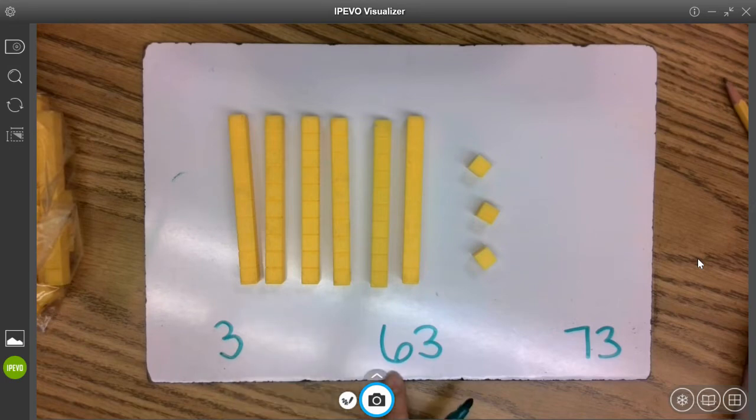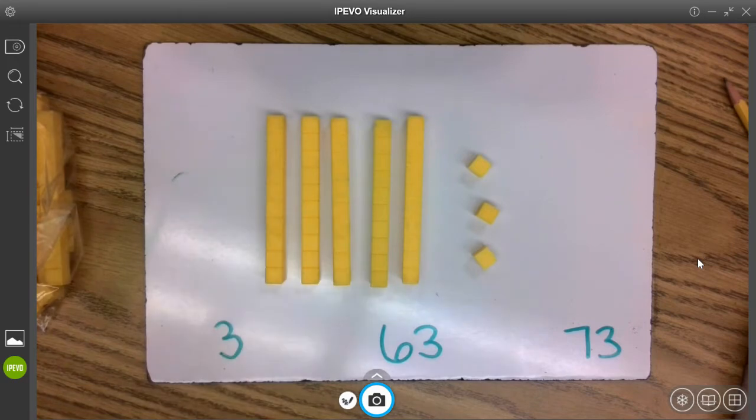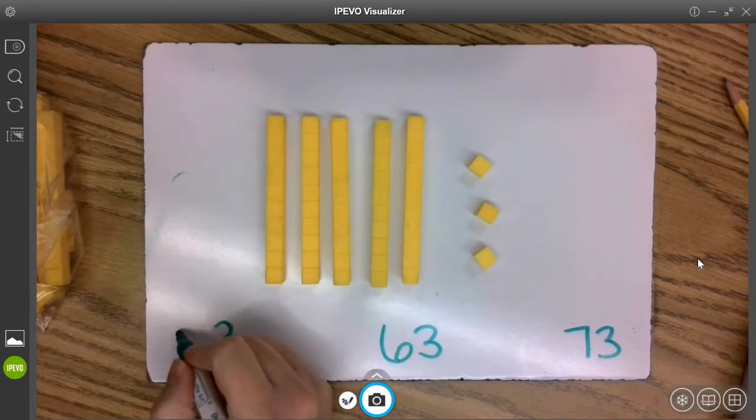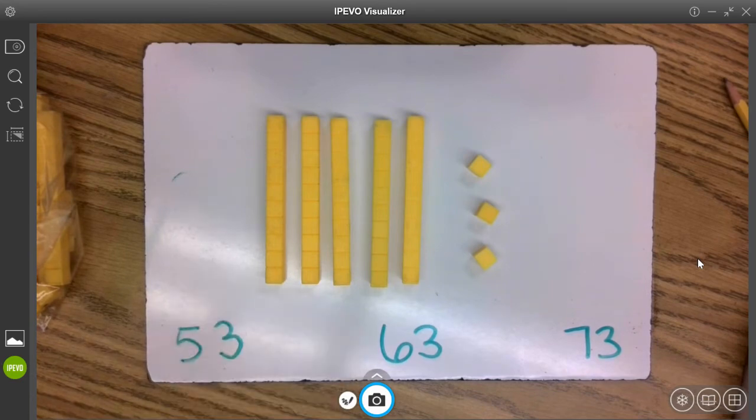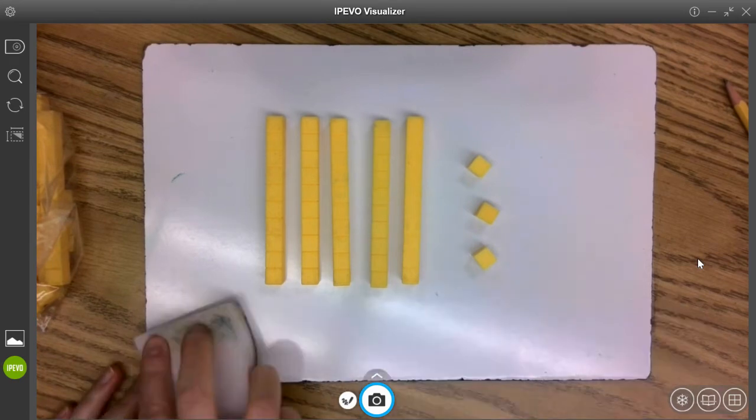I have 3 ones no matter what. But instead of 6 tens, I'm going to take 10 away. 1 group of 10 goes away, and now I have 5 tens. 53 is 10 less than 63. 73 is 10 more than 63. The middle number is our base number. Okay.